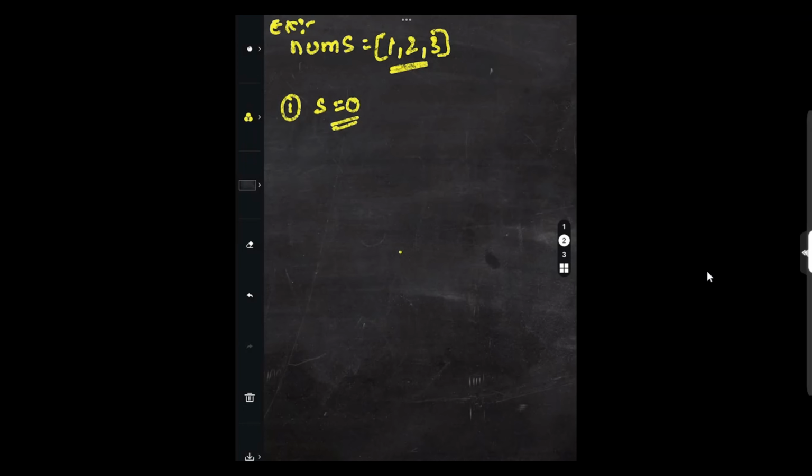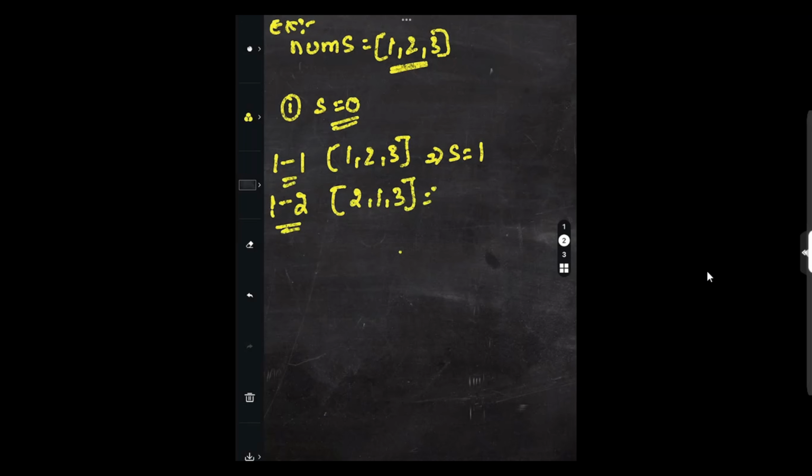Nothing but first element fixed, swap with itself and others. So we are swapping 1 with 1. Now it will be 1, 2, 3. When we swap 1 with 1, it will be 1, 2, 3, right? Then we will move to s equals 1. Next, we will swap 1 with 2. Now it will be 2, 1, 3.